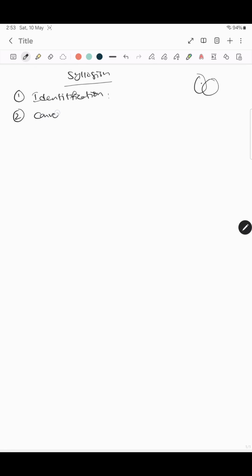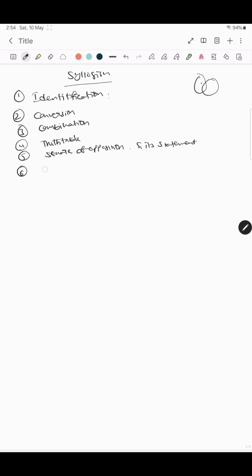Next, conversion. Next, combination. Next, truth table. Square of opposition, and statement based. Sixth one is figures and moods. So if you know all these 6 concepts, you can definitely get 2 marks, or at least a minimum of 2 marks, in your pocket in the UGC NET exam.